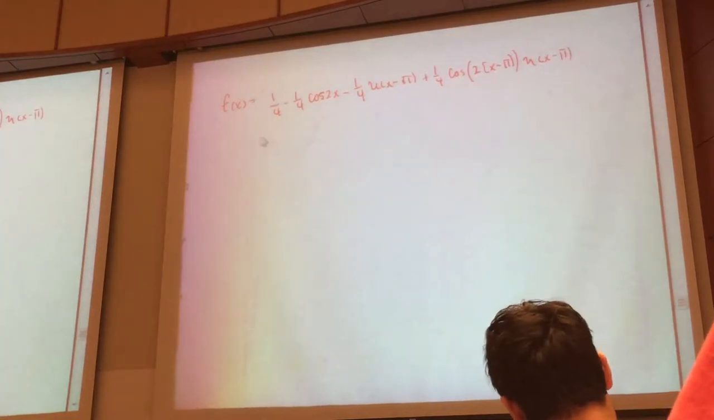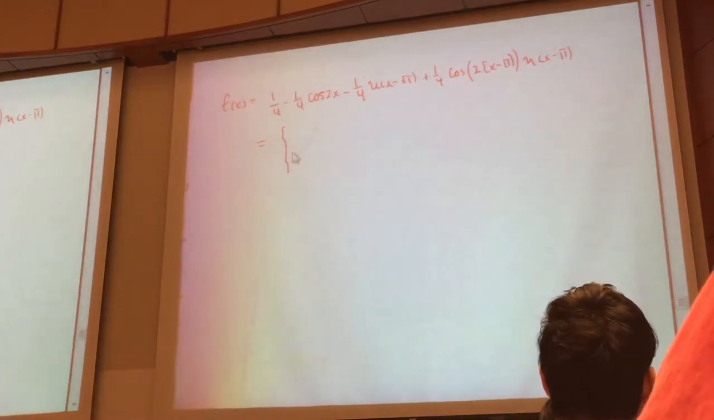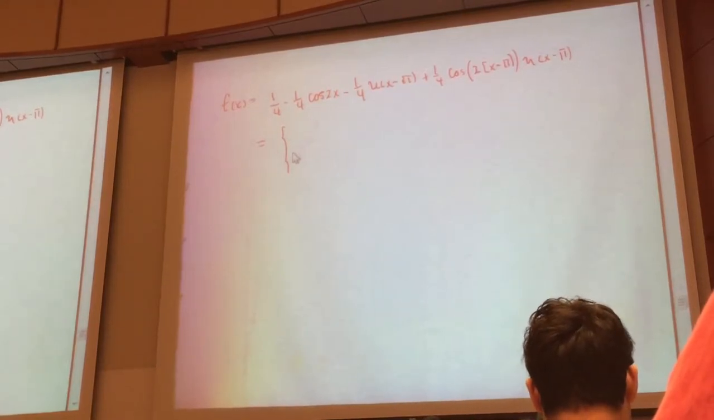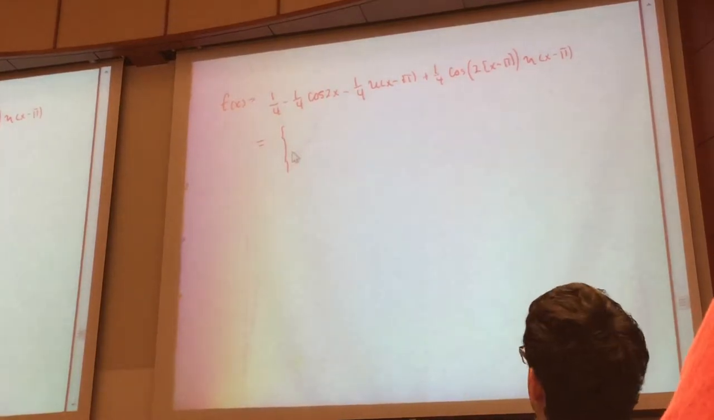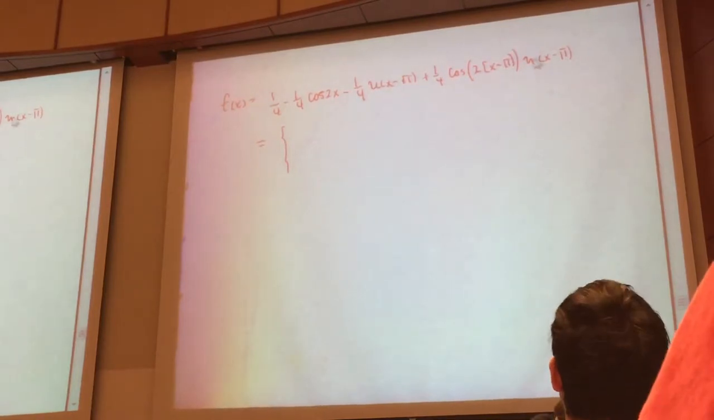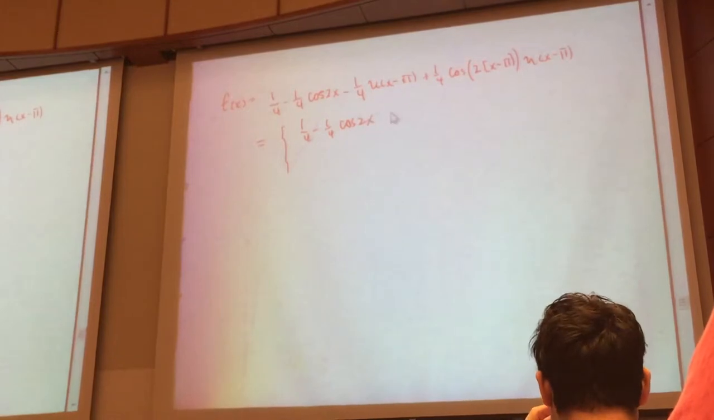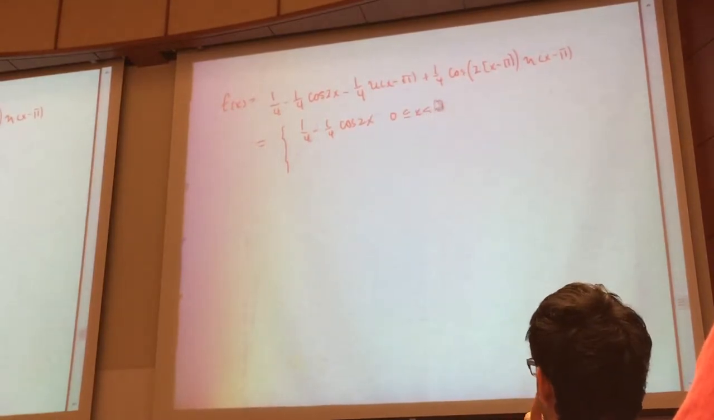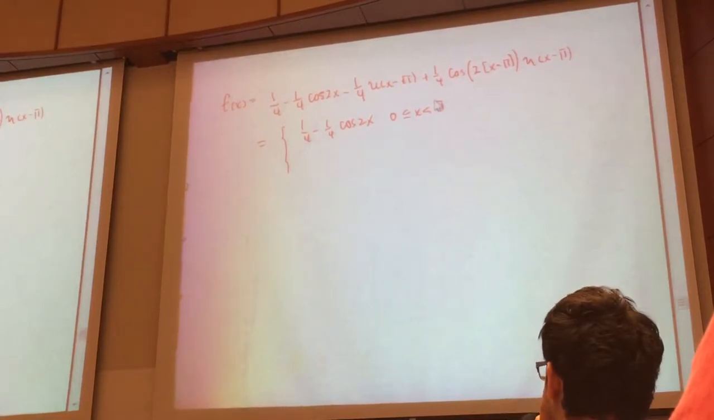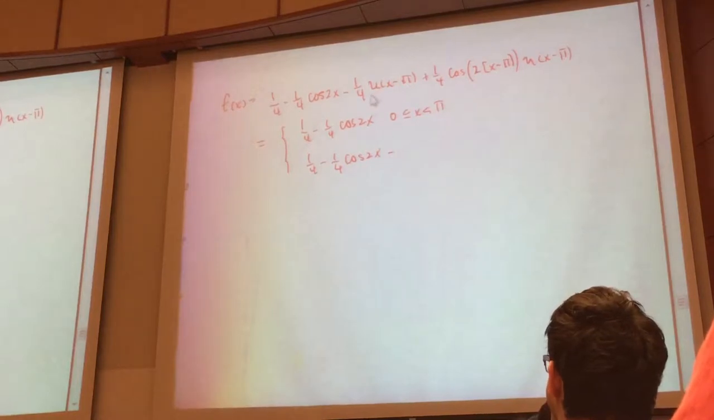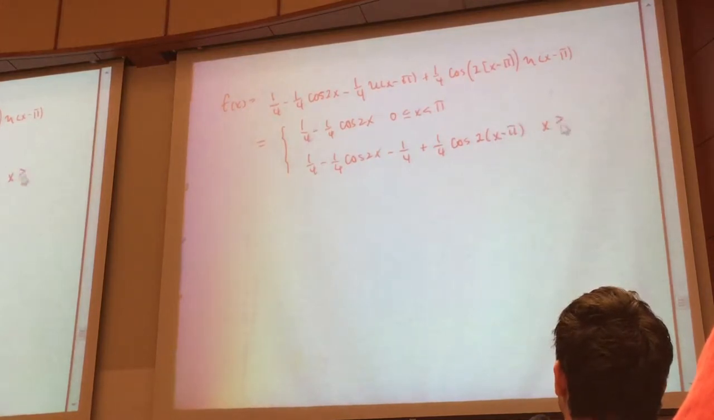Okay. Well, now I can write this as a piecewise function. I will do one more step, but let me just write this as a piecewise function. And then I'll compare with the answer I have on the next page and then show you how I got that. So, this is zero until you get to pi. So all we have is 1/4 minus 1/4 cosine 2x, 0 less than or equal to x less than pi. Now I'm at pi. What do I have? 1/4 minus 1/4 cosine 2x minus 1/4 plus 1/4 cosine of 2 times x minus pi. This is for x greater than or equal to pi.